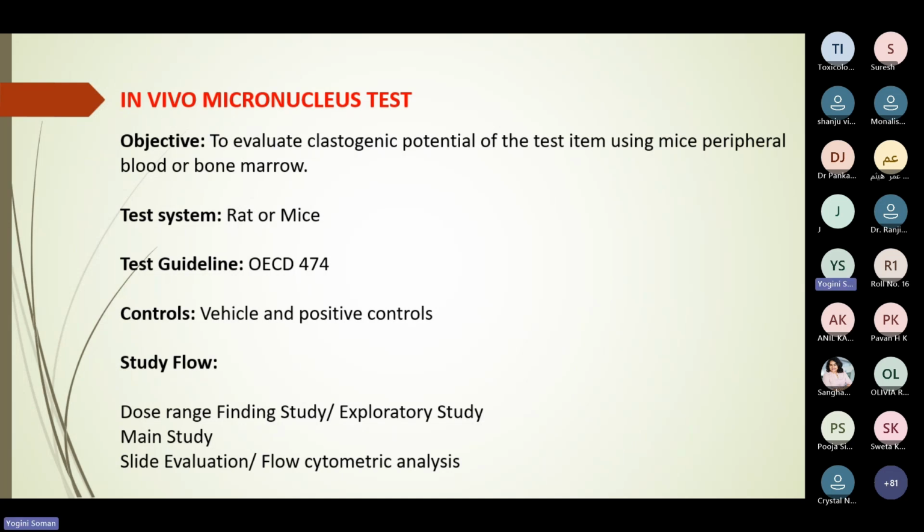So a few recommended protocols for the in vivo micronucleus test. On day one, there is a treatment. Then again on day two, the treatment with the clinical signs like day one. Then on day three, again the clinical signs, and on day four, the removal of the bone marrow, then staining and slide preparation, or the flow cytometric method, that is removal of peripheral blood, fixation, and incubation. So this is the general flow of the in vivo micronucleus test.